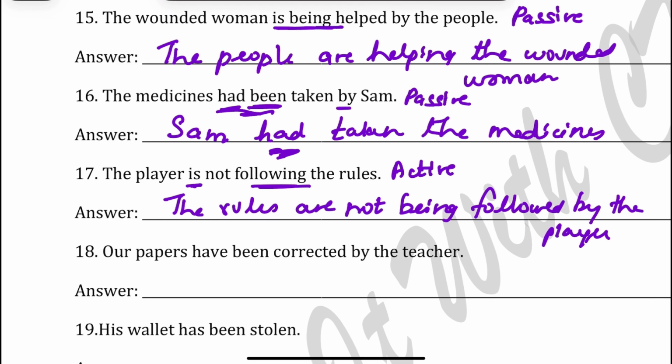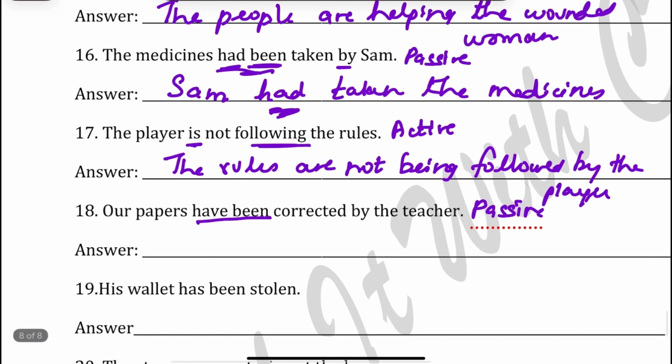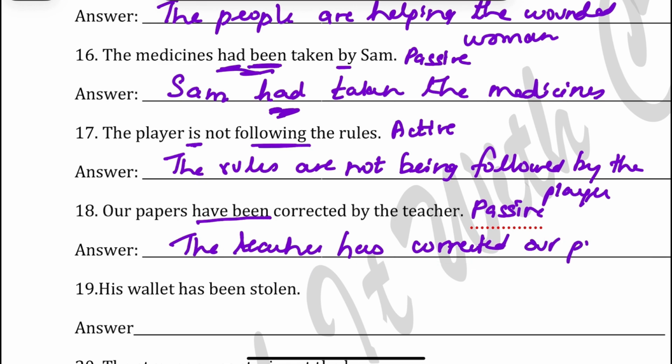Next one. Our papers have been corrected by the teacher. Have been is there, so this is passive. The B word, like B-E-I-N-G and B-E-E-N. B-E-E-N is like you have to use it with the H words. And B-E-I-N-G is when you don't have H words. Okay. Our papers have been corrected by the teacher. The teacher, have been, so it is present, has corrected our papers.